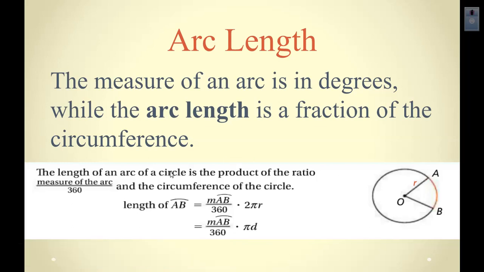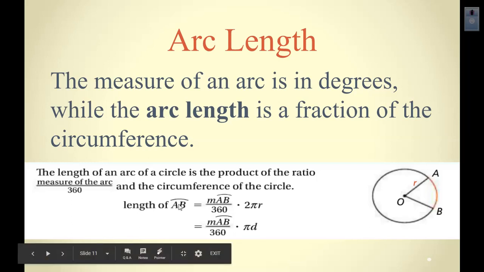So the length of an arc of a circle is the product of the ratio of the measure of the arc over 360, because there's 360 degrees in a circle, and the circumference of the circle. So we have the length of arc AB is equal to the measure of arc AB, which is how many degrees it is. Length is referring to the distance. When you see the M, it's measure. That means how many degrees is it over 360 times the circumference. So you can do it times 2 pi r, or you can do it times pi times diameter.